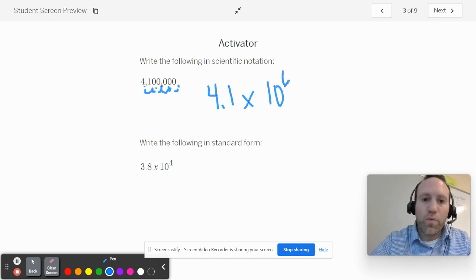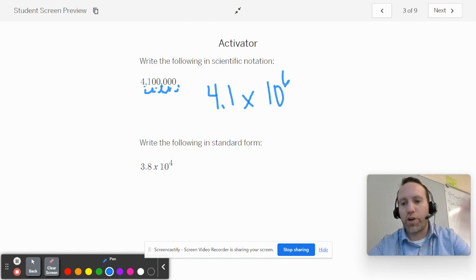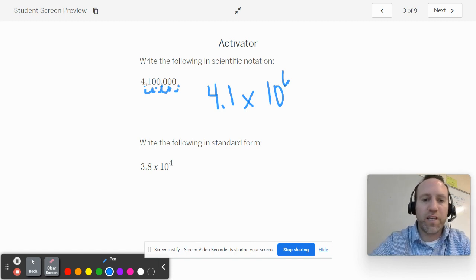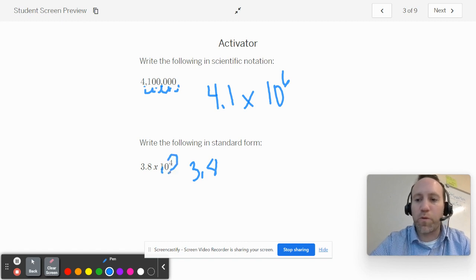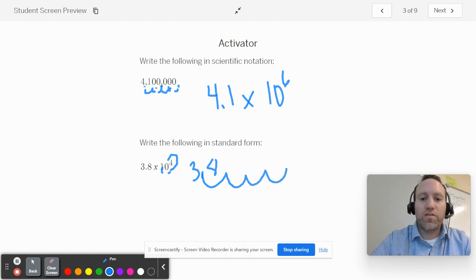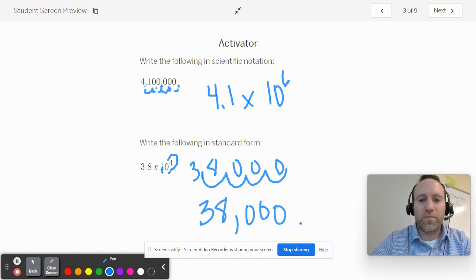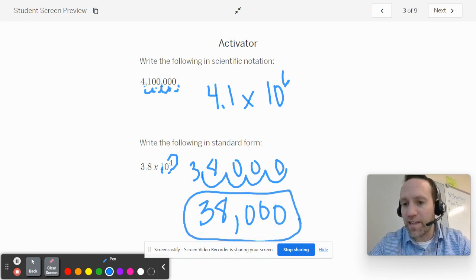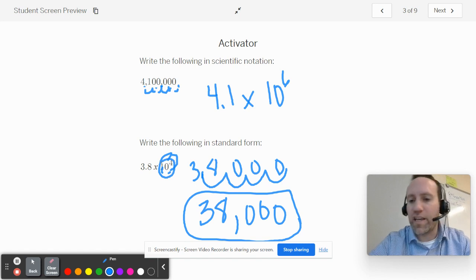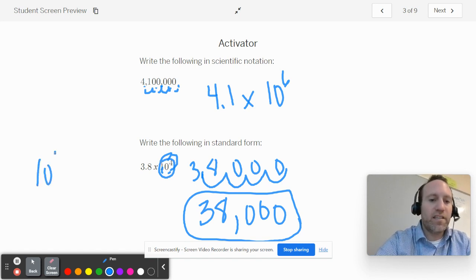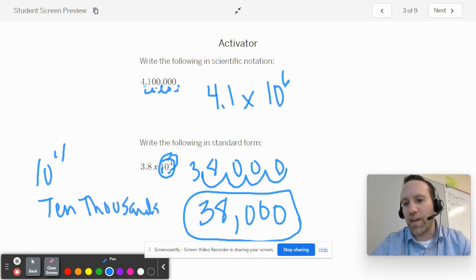Down here, we're going to do the same thing, but we're going to write it in standard form. We're going to go backwards. So I take 3.8 and I'm going to move it 4 times. That's what this is telling me. Move the decimal 4 times to the right because it's a positive exponent. So I end up with 38,000 as my answer. Which makes sense too, because we know from our chart that 10 to the 4th is 10,000. So this is saying I have 3.8 10,000s, which means 38,000.